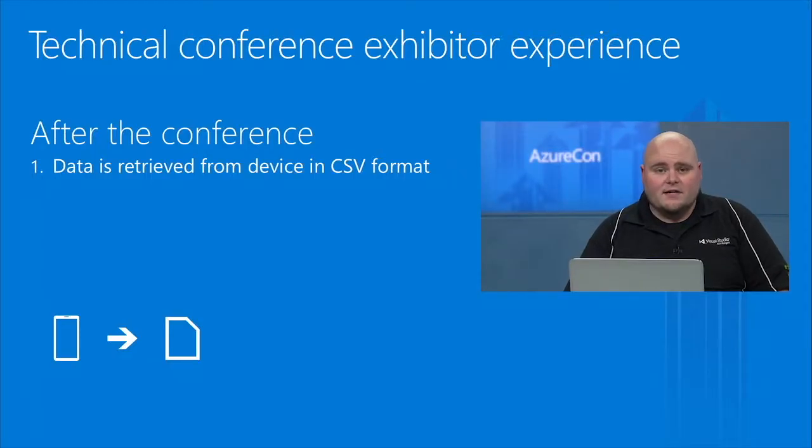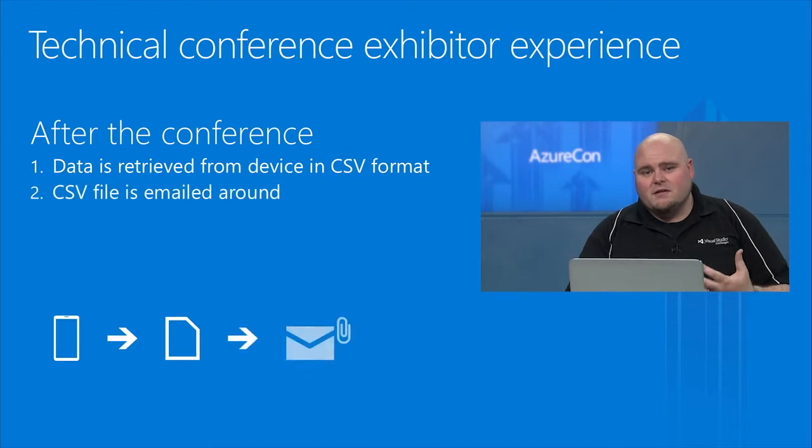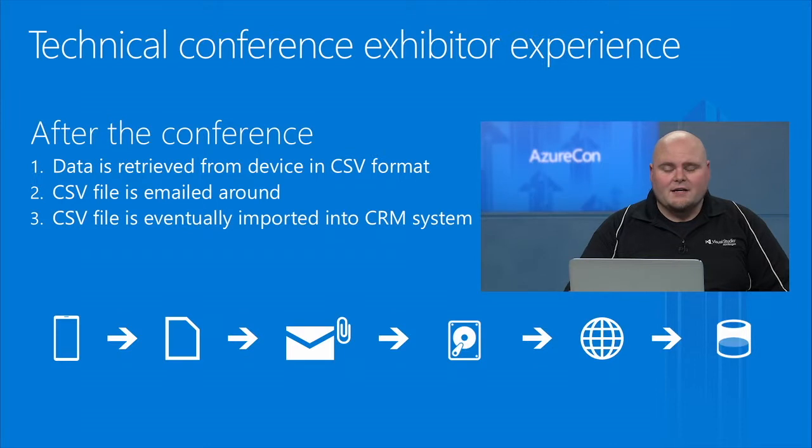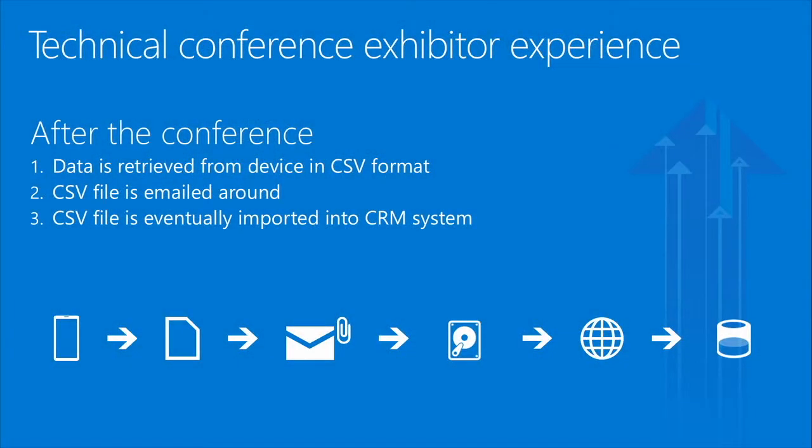So what it looks like after the conference typically is data is retrieved from that device that we scanned it on, maybe in a CSV format or something maybe even more barbaric than that. From there, it's going to be maybe emailed around a little bit. Eventually someone downloads it to their machine, goes to the website for our CRM system, and uploads it. But as we look at that, we can say that's a lot of ceremony over just a few bytes of data. And in fact, that's a little bit out of line. There has to be a better way. There has to be something different.